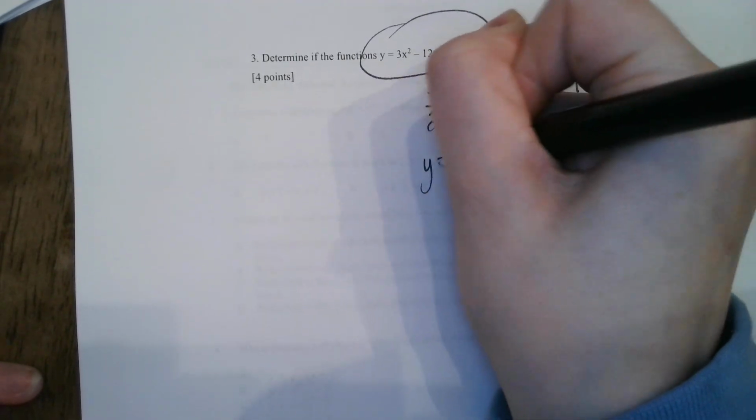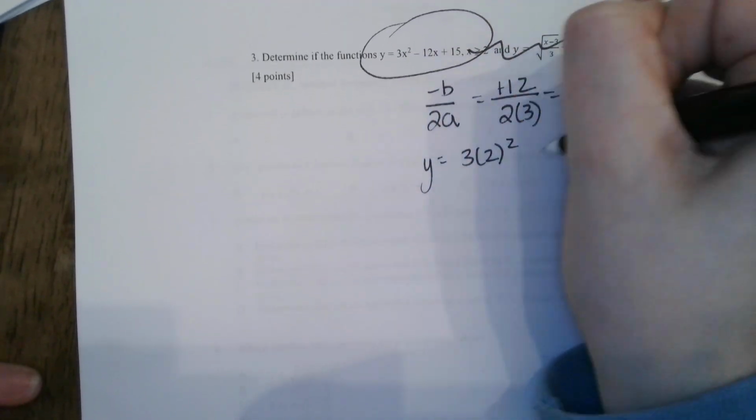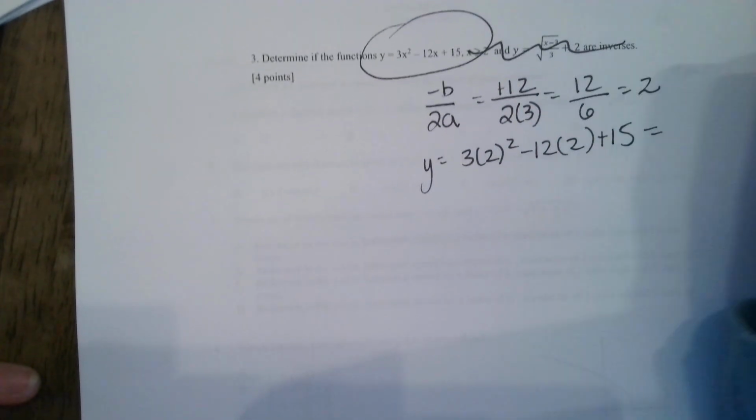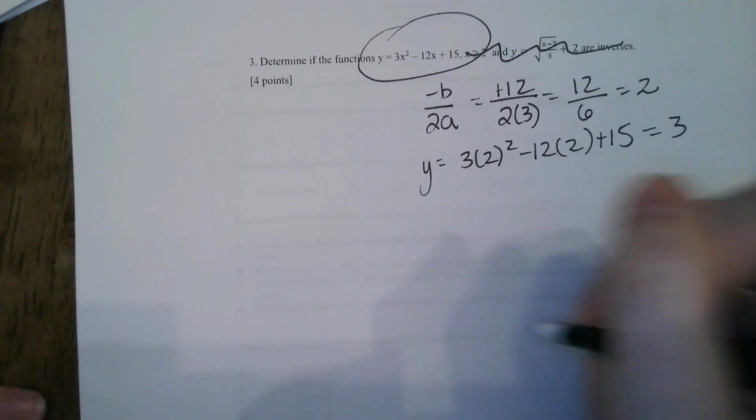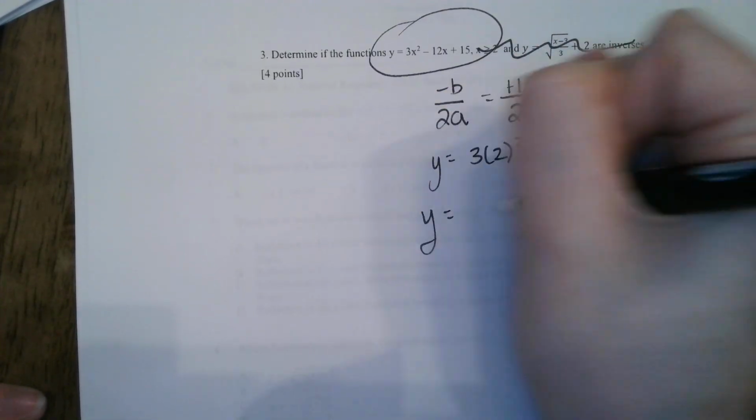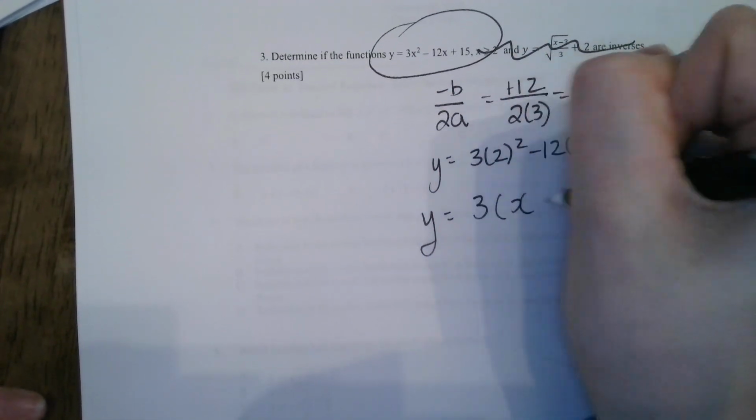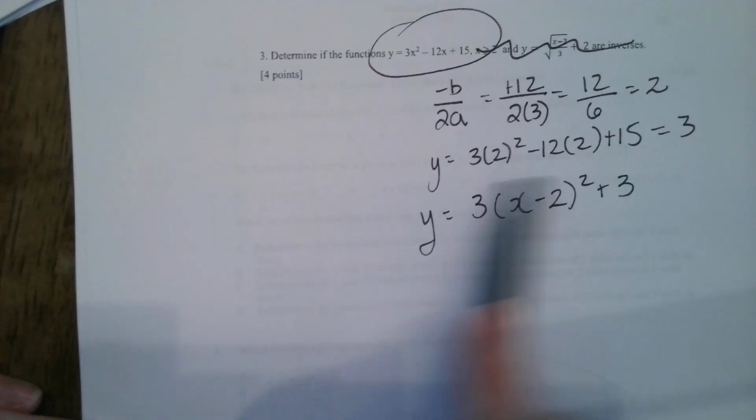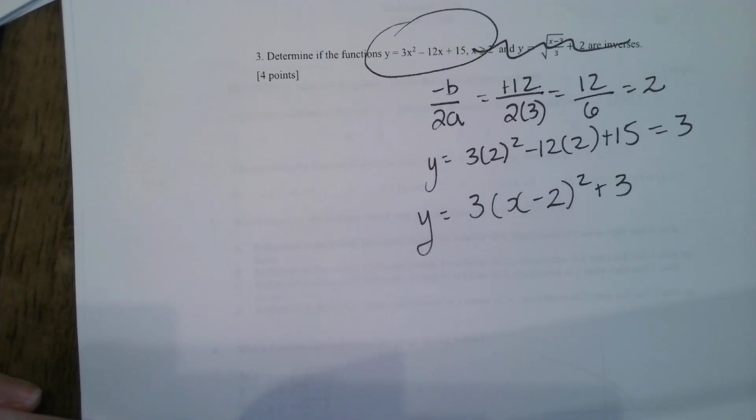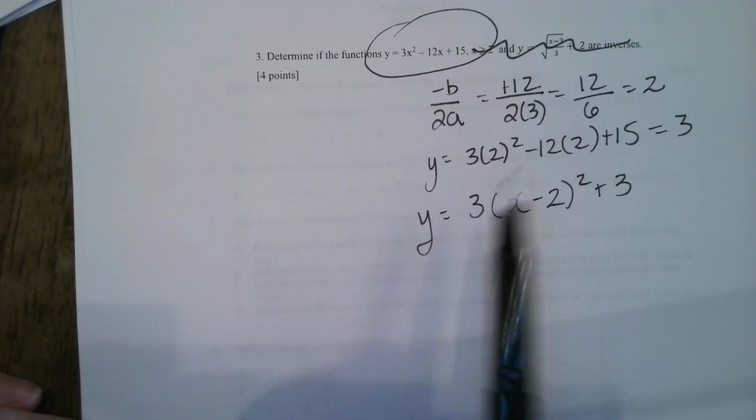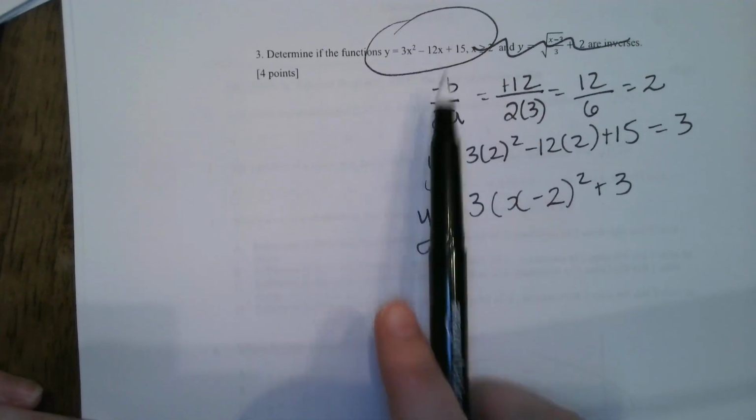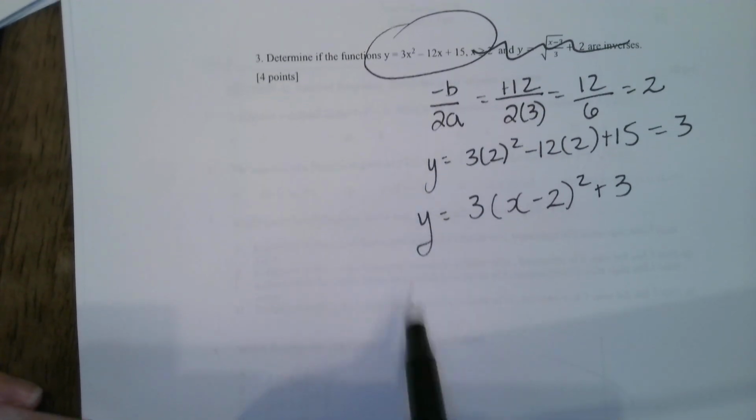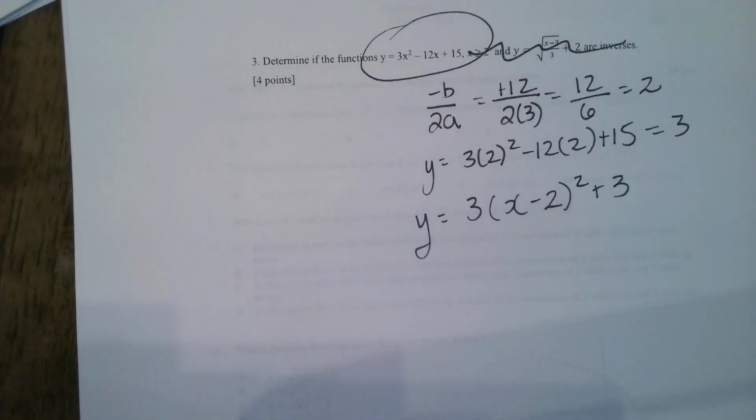So I'm plugging it back in. I have 3 times 2 squared minus 12 times 2 plus 15. When we work that out, I get a 3. So this isn't an inverse. This is just the same equation in vertex form, because now I can find my inverse. So I have this beauty equation right there. This is not the inverse. Notice this 3 out front. Your a value here is always going to be the same as your a value there. Nice little hint for you.